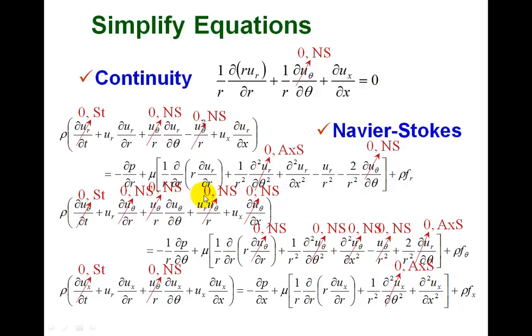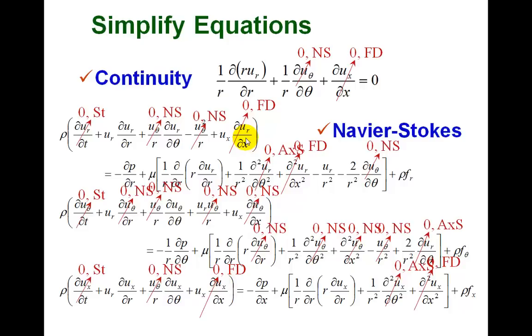Then we consider the fully developed assumption, and that means that any derivatives of velocities with respect to x are 0. So here du_x/dx is taken out of the equation, du_r/dx would be taken out of the equation. And so you see we've dropped out quite a few terms from all four of these equations.